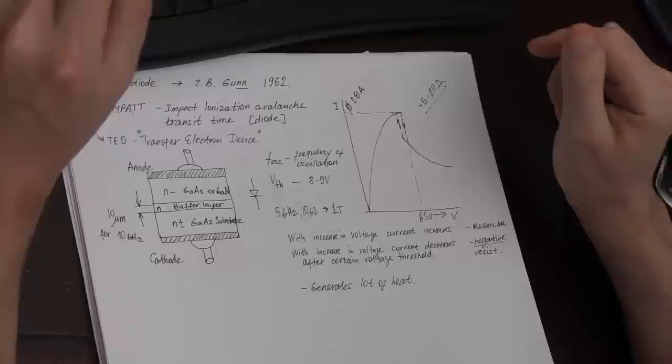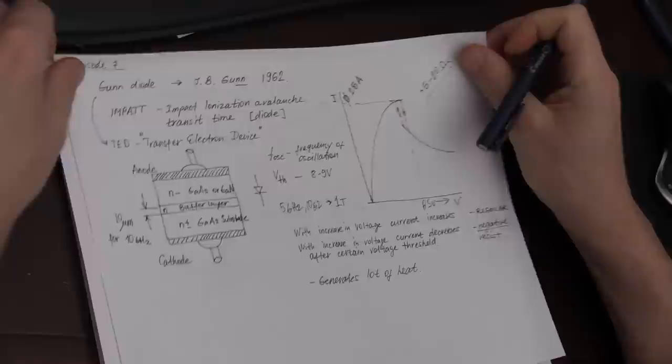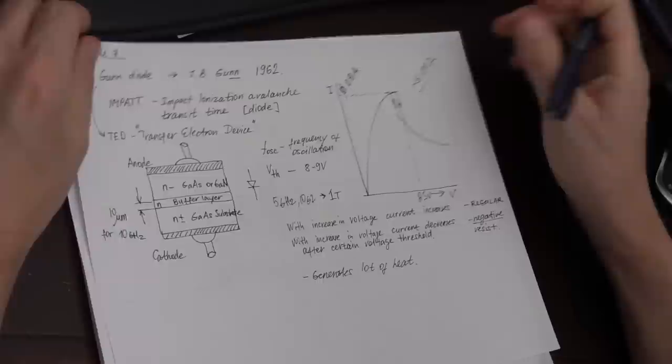So one of the applications, and basically the only application for a Gunn diode I know about, is in oscillators, or Gunn diode oscillators. Usually they are called Gunnplexers.